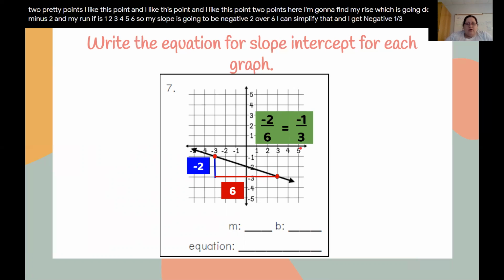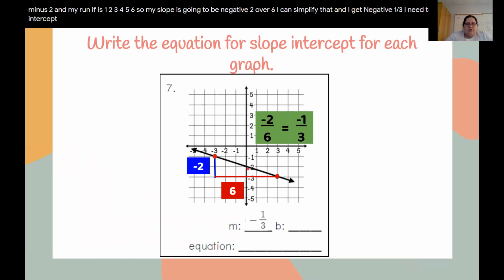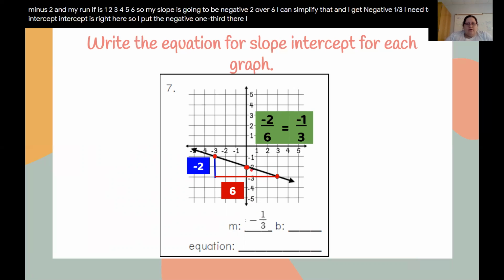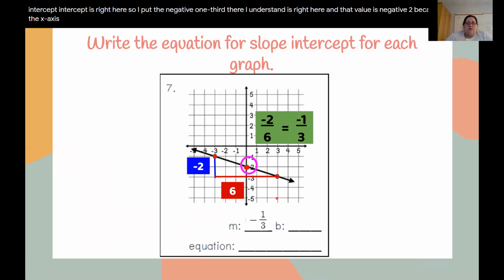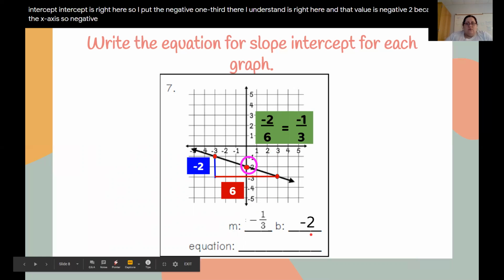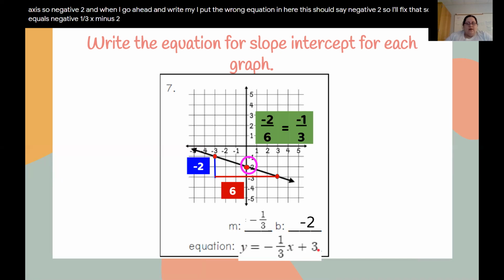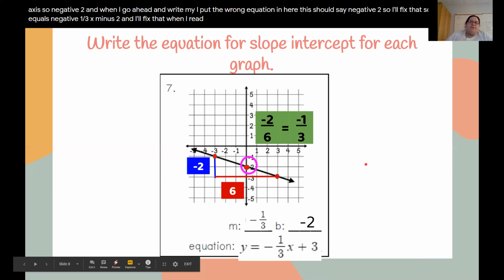I need to find my intercept. My intercept is right here. I'm sorry, I put the -1/3 there. My intercept is right here, and that value is -2 because it's below the x-axis. So -2. And when I go ahead and write it, I put the wrong equation in here. This should say -2, so I'll fix that. So this is y equals -1/3 x minus 2. And I'll fix that when I redo this.